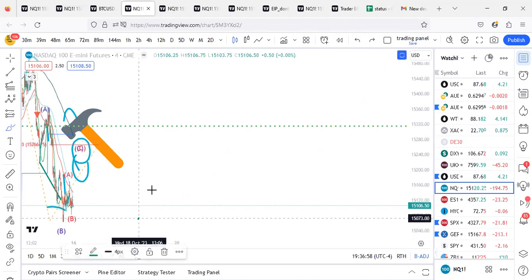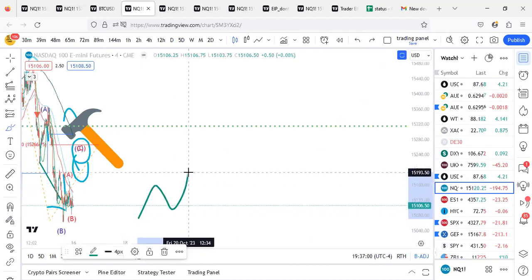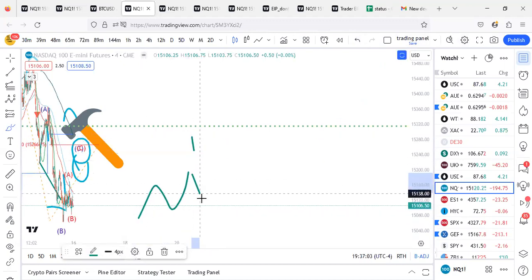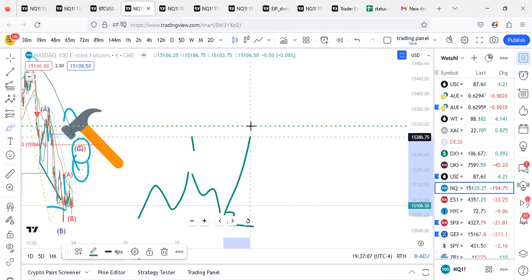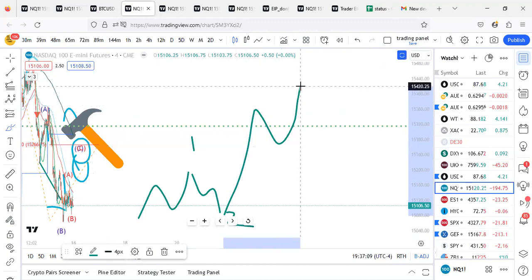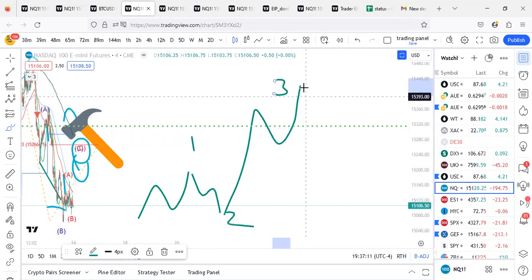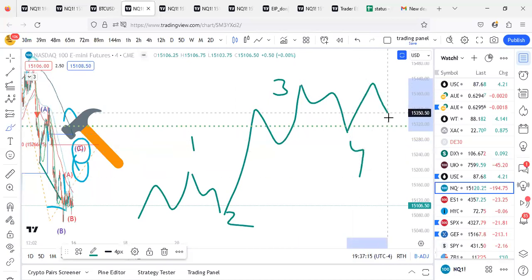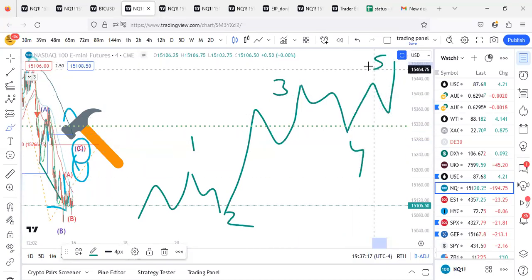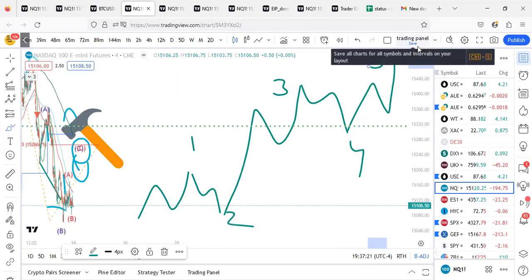I look for ABC 1, then ABC correction of this 2, and then big impulse 3, and then the correction for 3, 4, and then ABC 5. So this is the way I do Elliott wave, and this is why I'm better than most.